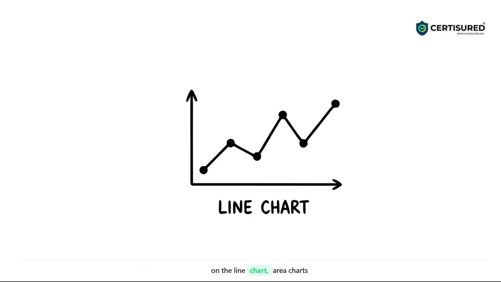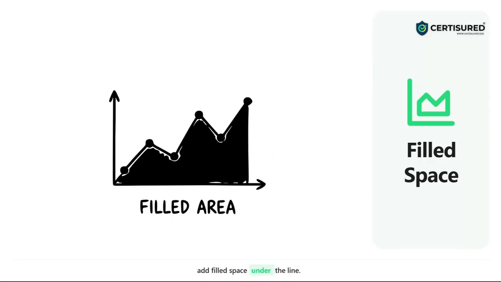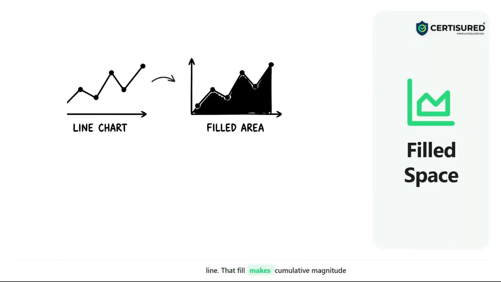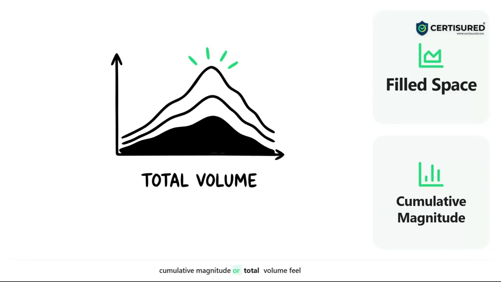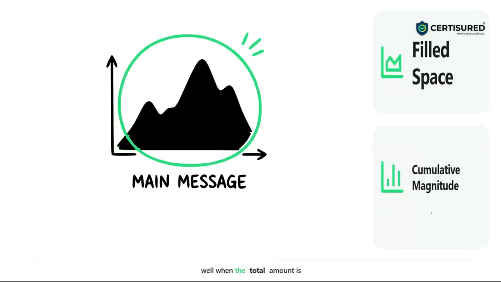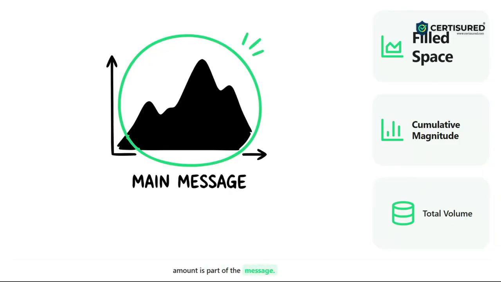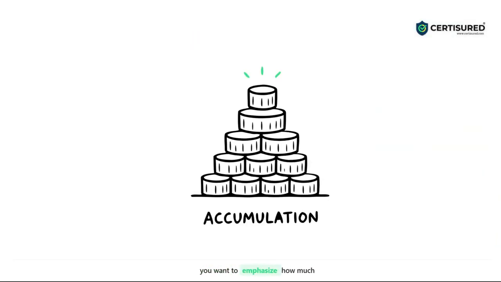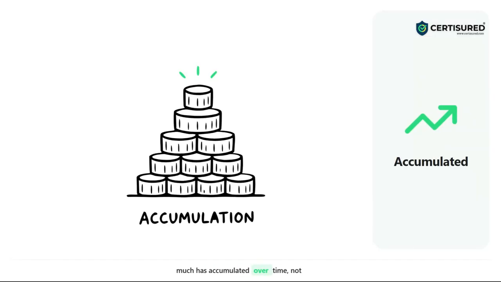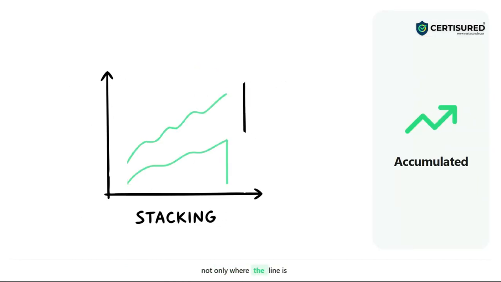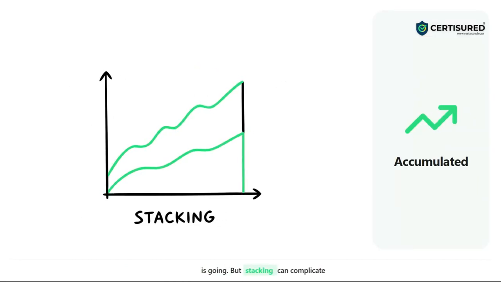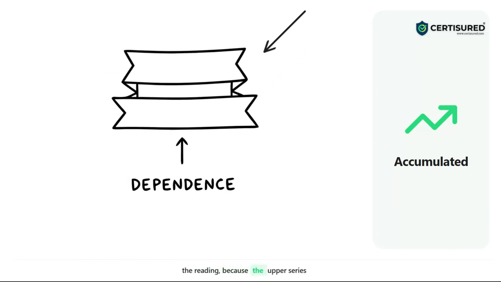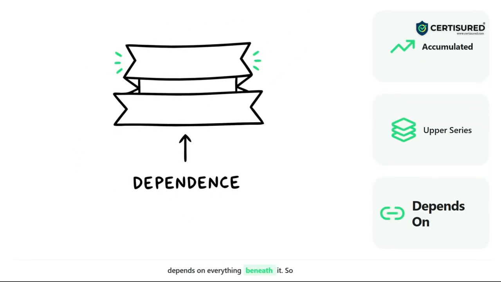Building on the line chart, area charts keep the same time order, but add filled space under the line. That fill makes cumulative magnitude or total volume feel more prominent, so the chart works well when the total amount is part of the message. This is useful when you want to emphasize how much has accumulated over time, not only where the line is going. But stacking can complicate the reading, because the upper series depends on everything beneath it.